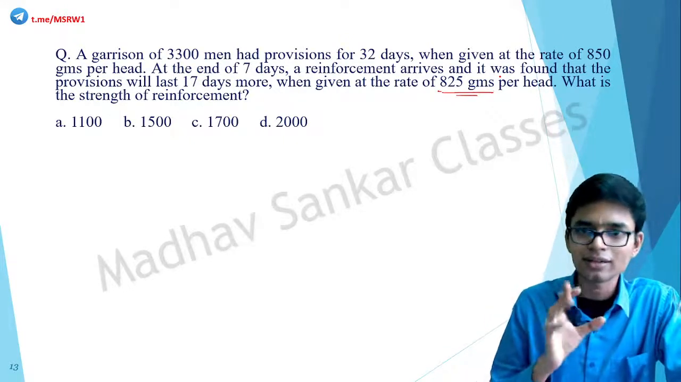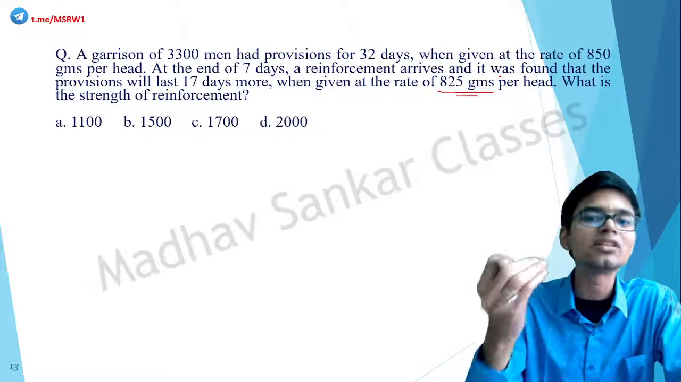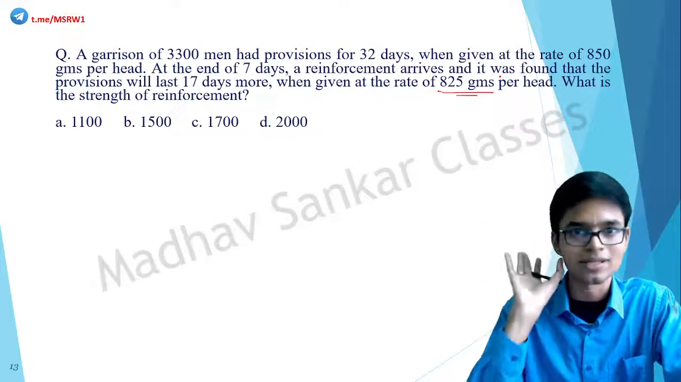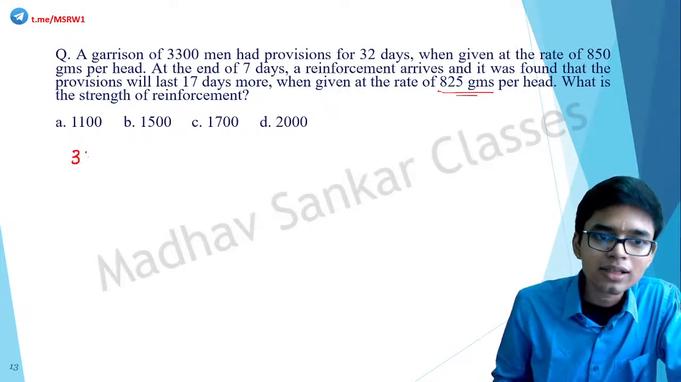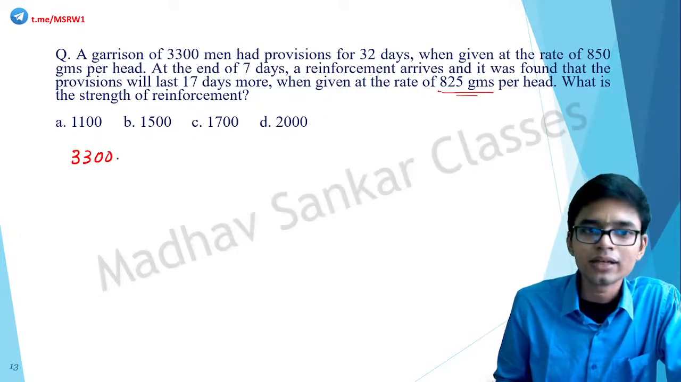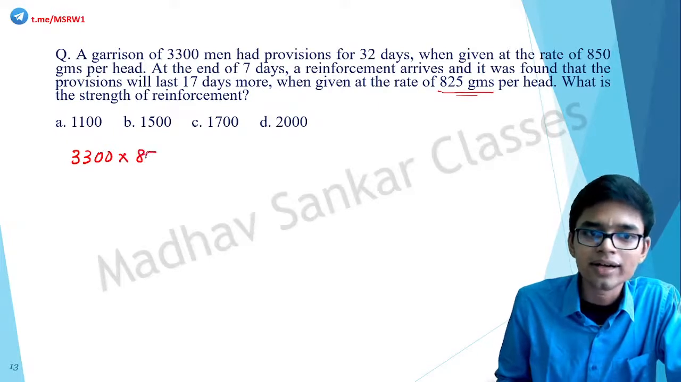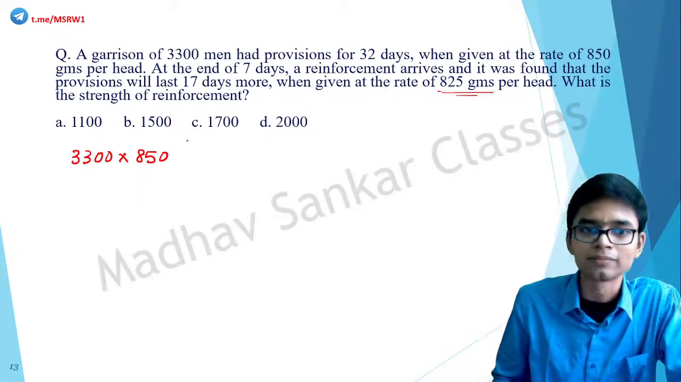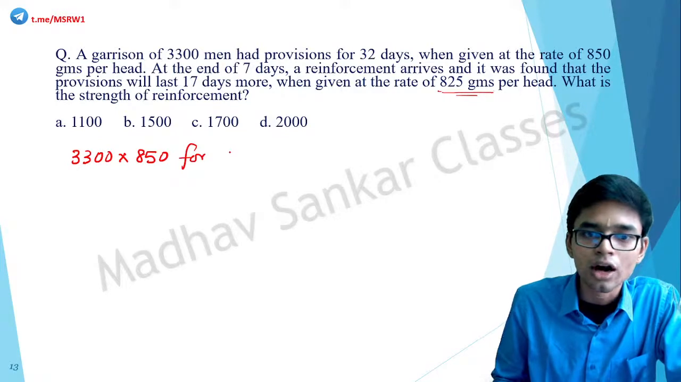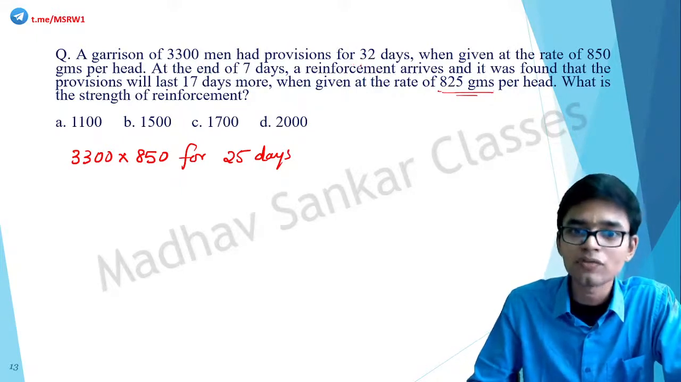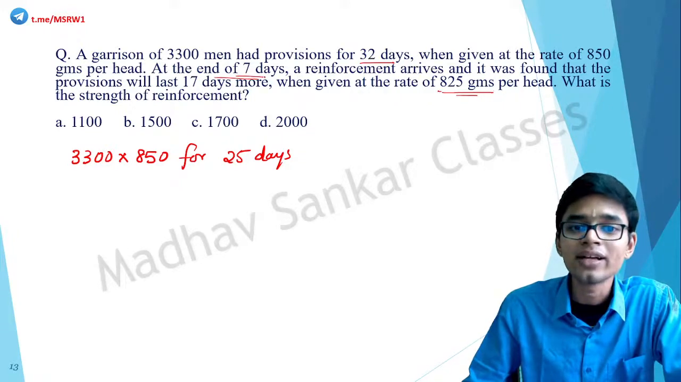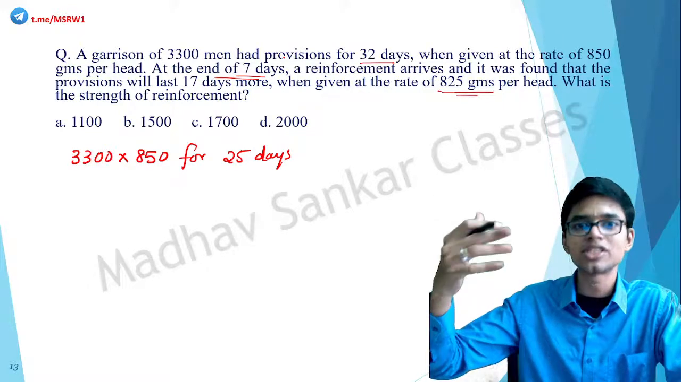So again, the question is a bit lengthy, but you have everything you need to solve this problem in the question itself. Very simple question actually. Let's write this down. 3,300 men, correct? Each given 850 grams of provisions per day. For how many days? 32 days. At 850 grams per head. But at the end of 7 days, more men came.